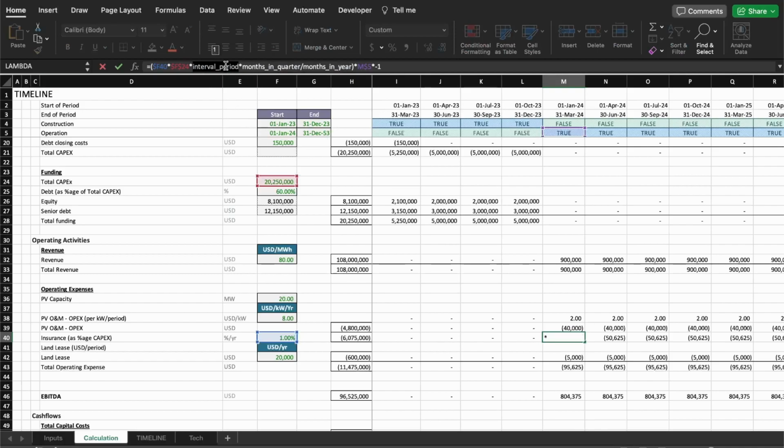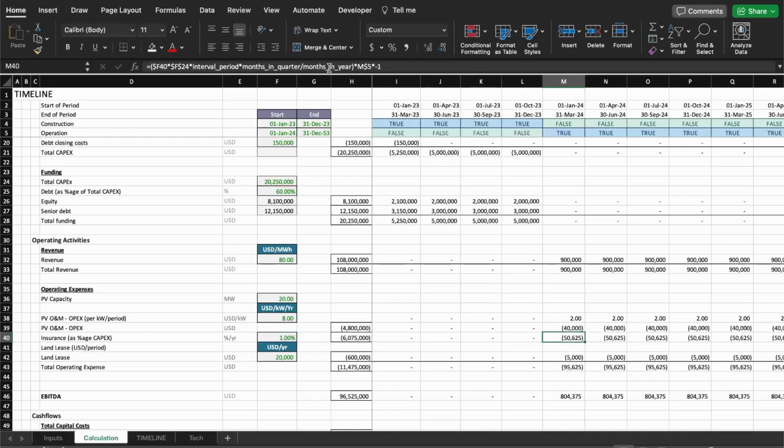We're going to multiply this 1 quarter by how many months there are in 1 quarter, which is 3. And then I'm going to divide it by how many months there are in a year, which is 12. We're going to have 1 times 3 divided by 12, which is 3 over 12, which is 1/4.